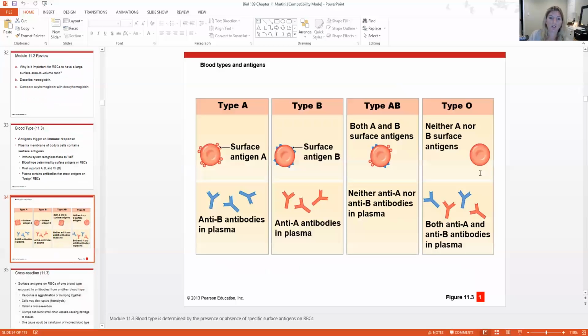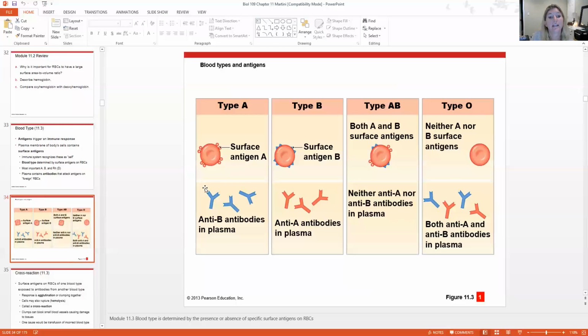So here you can see what I mean when I'm talking about antigens. They're little proteins on the outside of the cell. Type A blood has type A antigens. Type B blood has type B antigens. Type AB blood has A and B antigens. And look at blood type O. There are no O antigens. O is just the absence of A and B.